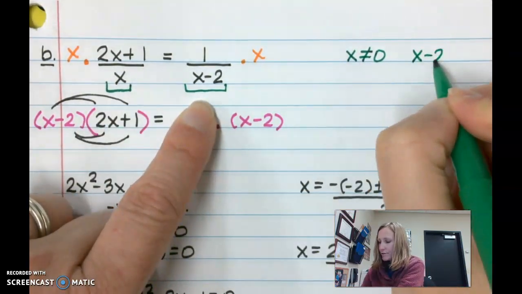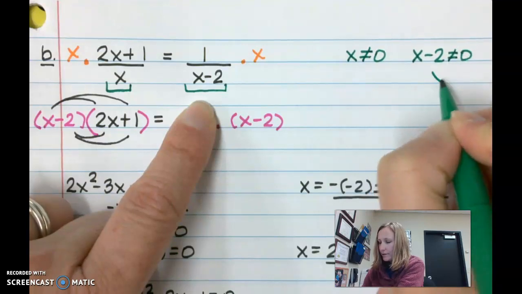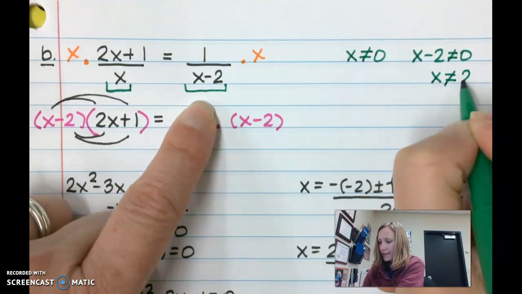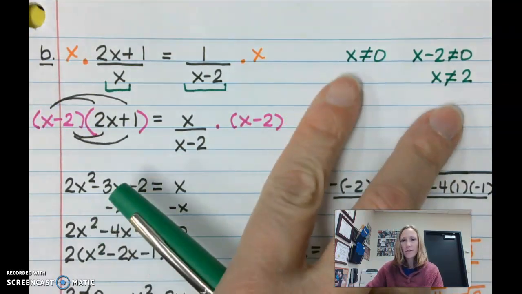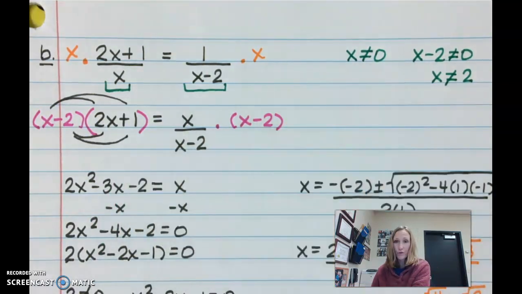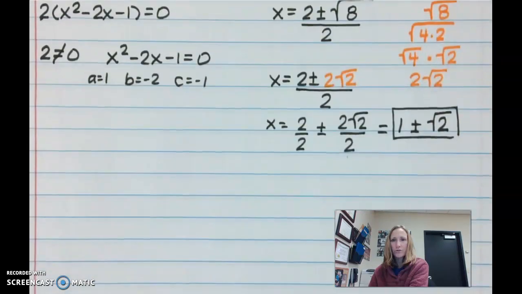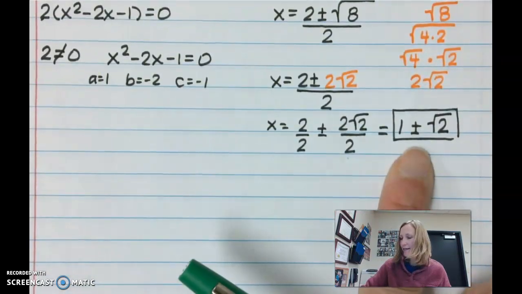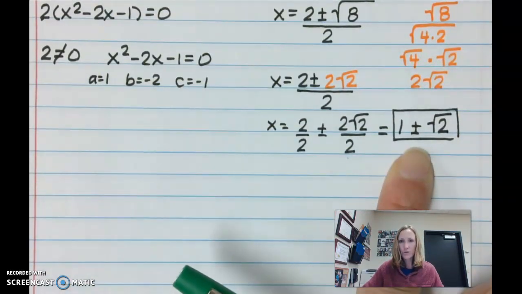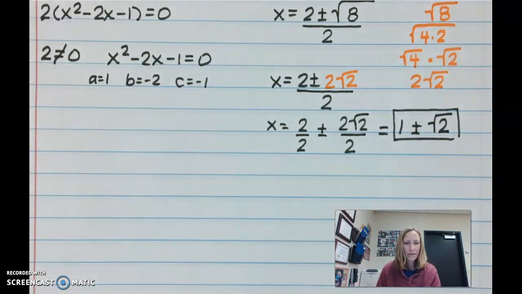And x minus 2 cannot have a value of 0. So if I solve that, it would say x cannot be 2. So we have to make sure that x is not 0 and x is not 2. Well, in our solutions here, we should be okay, because this doesn't say x is 0 and it does not say x is 2. So let's see if we can enter that then on our Desmos screen.